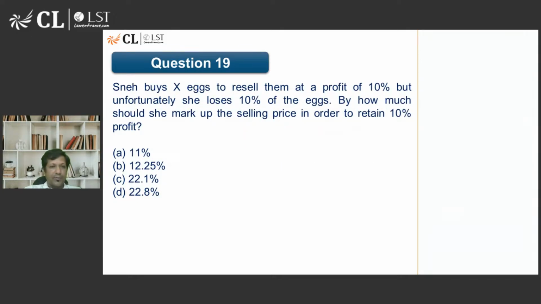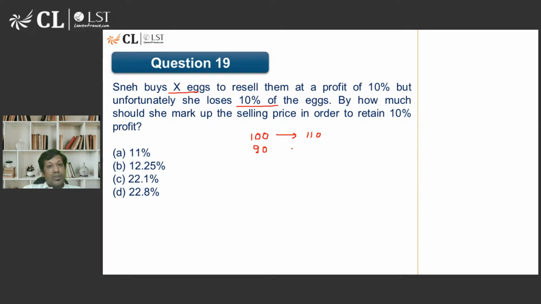Let's move on to the next one. What does it say? Sneh buys X eggs to resell at a profit of 10%. So I'm not going by X, I'm taking 100. So I am saying that she bought 100 rupees of eggs and she wants to sell it at 110. Unfortunately, she loses 10%. It means what is left now? That is 90 rupees of X.